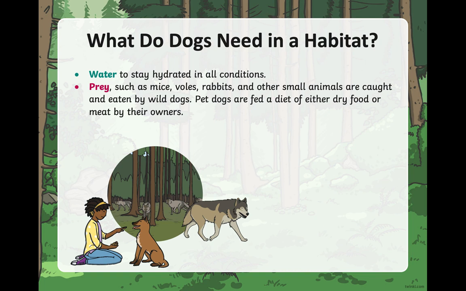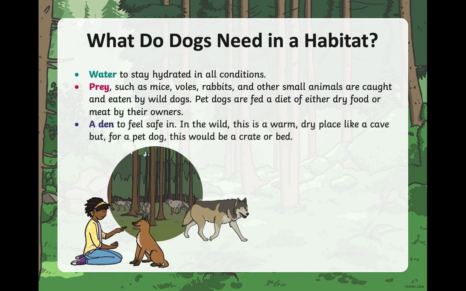Now, when owners have dogs as pets, they don't usually give them meat. They give them a special food that is made for them. It has all the nutrition that the dog needs, but they don't turn as wild when they eat dry food or the meat that their owners present. It depends on the type of the dog as well.